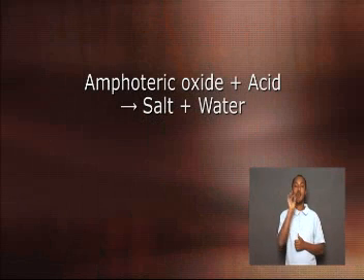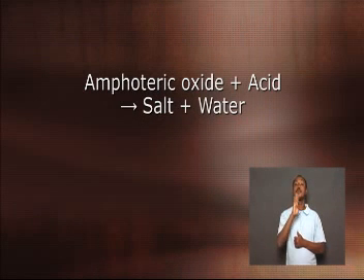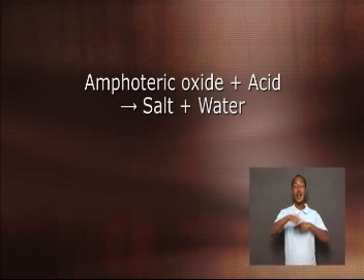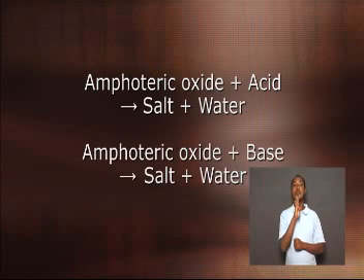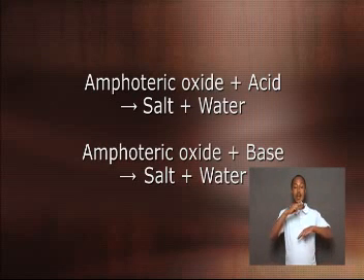Amphoteric oxides are oxides that display both acidic and basic properties. When they react with acids, they behave like bases. And when they react with bases, they behave like acids.